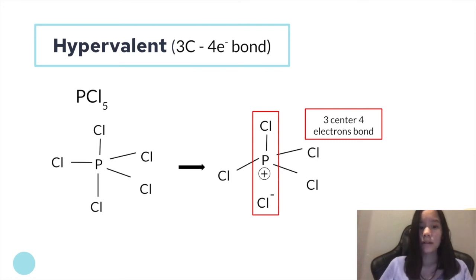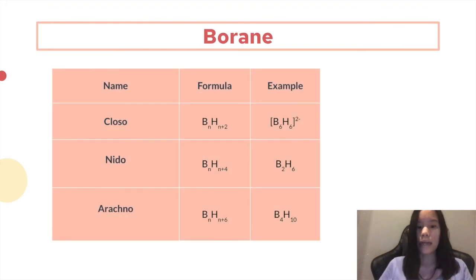For borane, closo is used to represent BnHn plus 2, and the example of closo is octahedral B6H6 with the charge of 2 minus, and nido is BnHn plus 4. The example of nido is B2H6, and finally is the arachno with BnHn plus 6 formula. The example of arachno is B4H10.